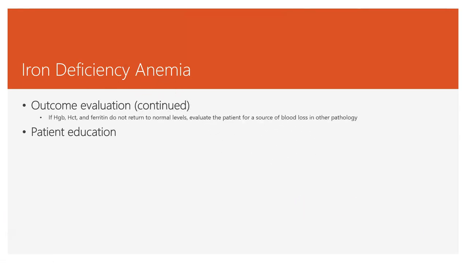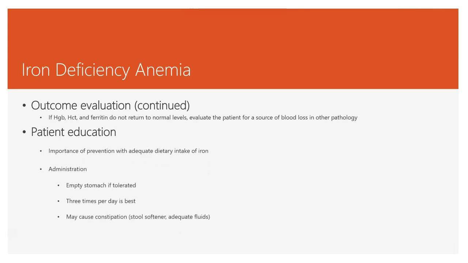Also, if hemoglobin, hematocrit, and ferritin do not return to normal levels, evaluate the patient for a source of blood loss and other pathology. You want to educate your patients on the importance of prevention with adequate dietary intake of iron. Take it on an empty stomach, at least 3 times a day. It may cause constipation, so they need to drink adequate fluids and take a stool softener as necessary.